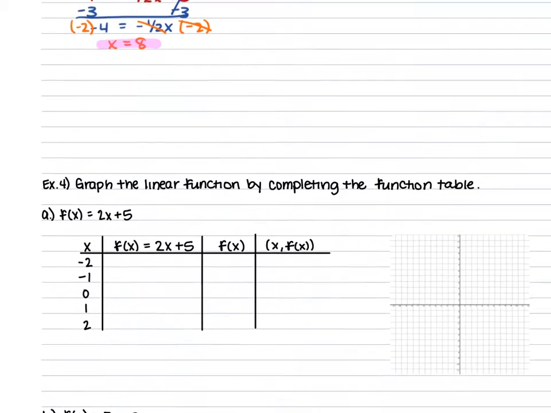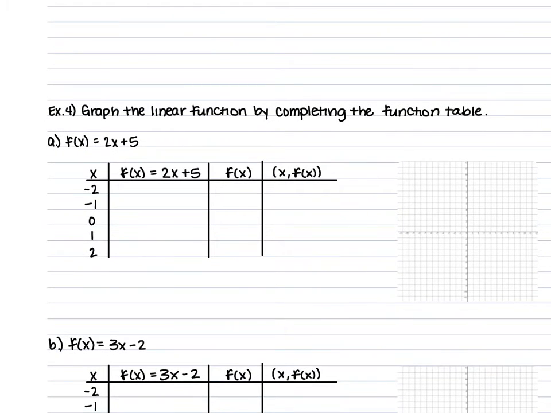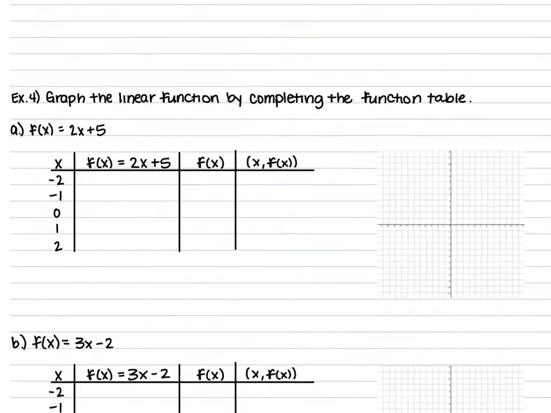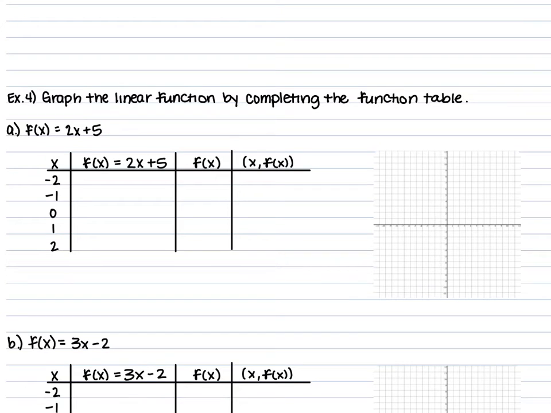For our next part of this lesson, we're just graphing the linear function by completing the function table. So this is all something that we've most likely have done before. I will give you a function table with values of x, and you're just plugging them in for x, solving for f of x to get your ordered pair x comma f of x.